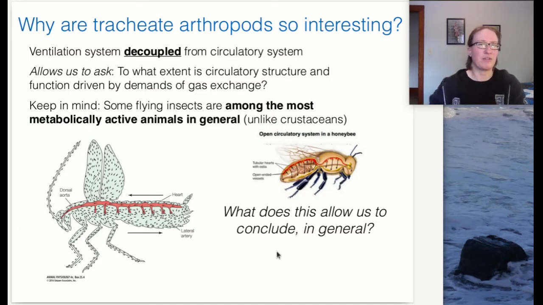So we're going to wrap up now talking about one more group of invertebrates, the tracheate arthropods. So these are the arthropods that breathe using a system of tubes that run through all of their tissues. So not bothering with getting gases into a liquid, then transporting that liquid to the tissues. So in the tracheate arthropods, functionally, the ventilation system is decoupled from the arthropod circulatory system.